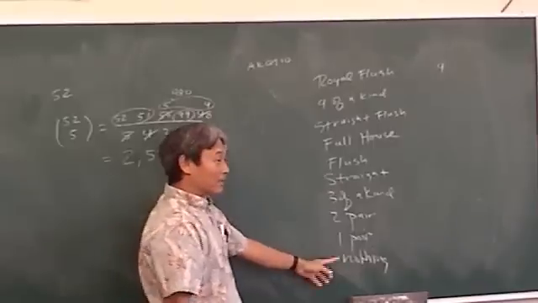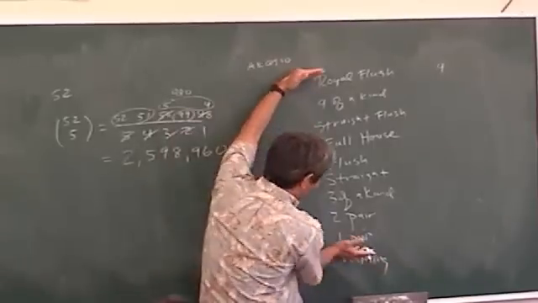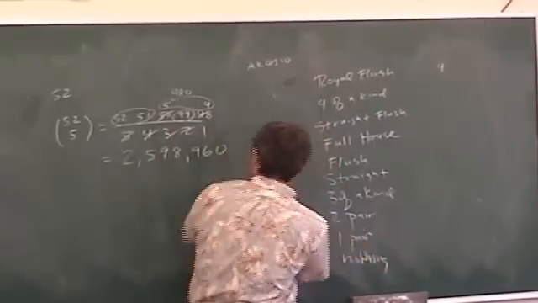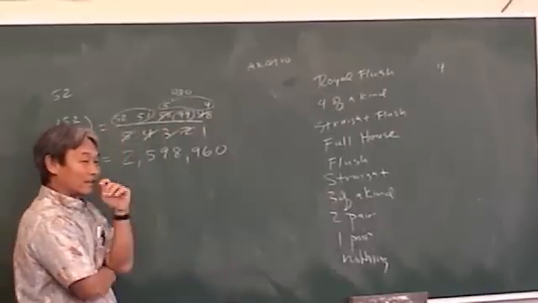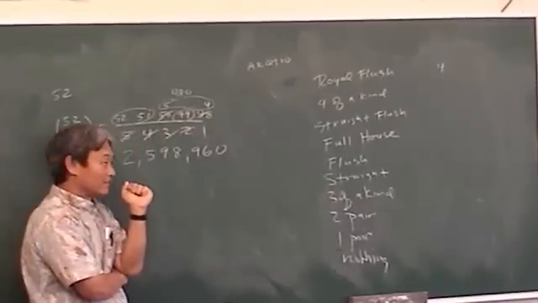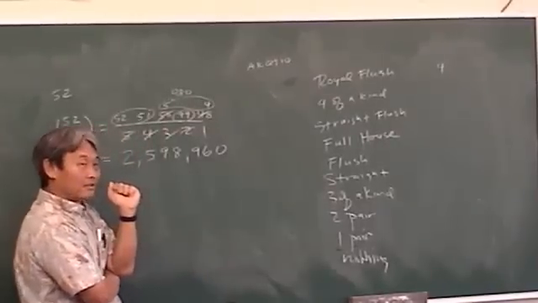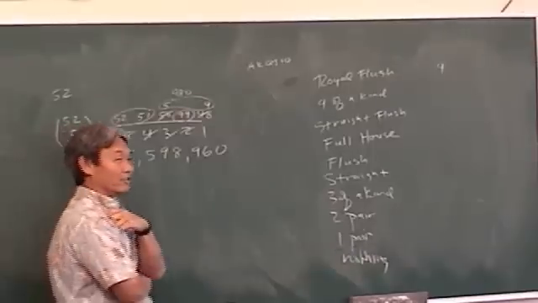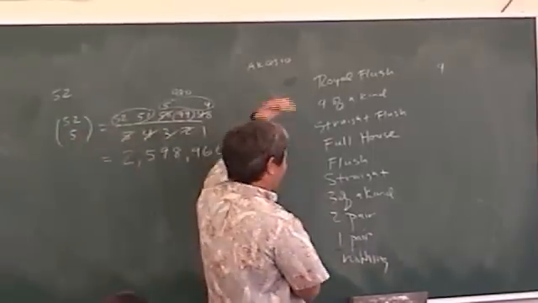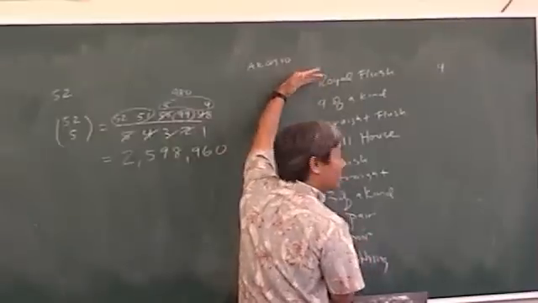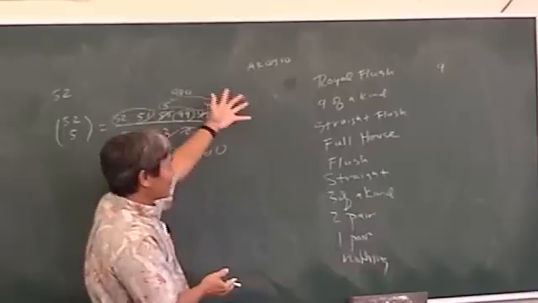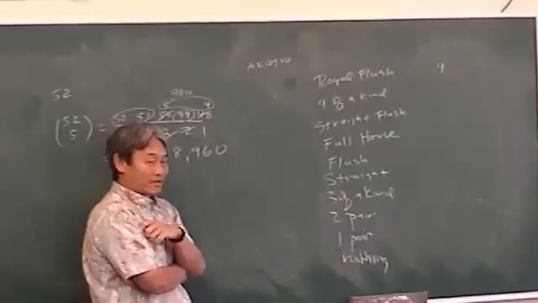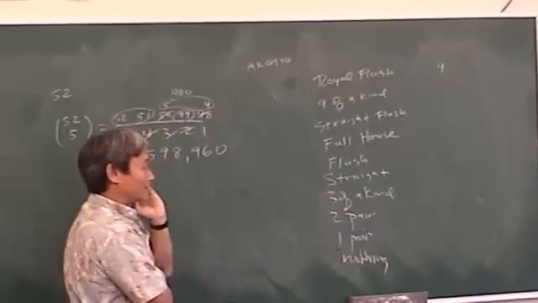Nothing. Because to compute nothing, you have to compute all of these first, and then subtract it from the 2,598,960. We don't want to do that. That's too difficult for you. Okay, so the higher it is, the easier it is to compute. So there's 4 royal flushes, right? Everybody agree? Okay, let's do 4 of a kind.